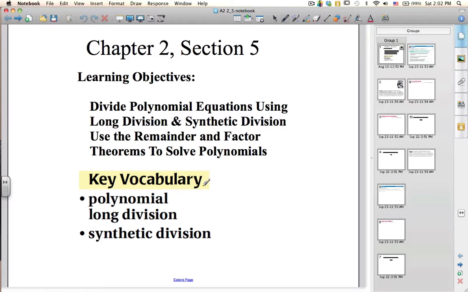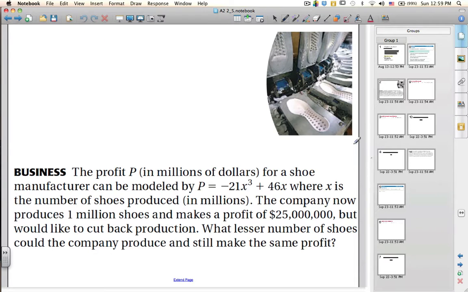So key vocabulary you'll need to know here is polynomial long division, which is long division similar to what you've done before with numbers, but in this case we'll be using polynomials. And then synthetic division, which is essentially the same thing that you were doing when you did synthetic substitution.